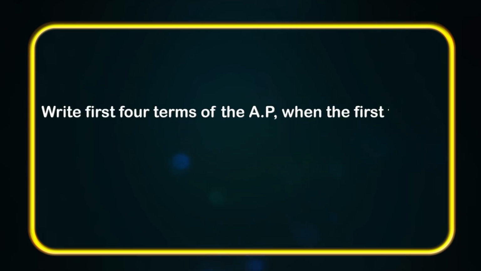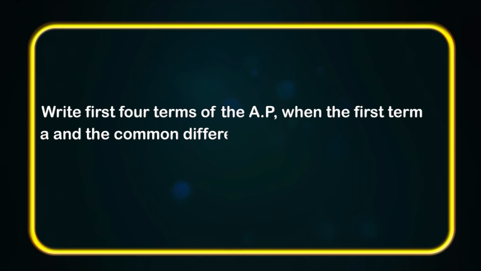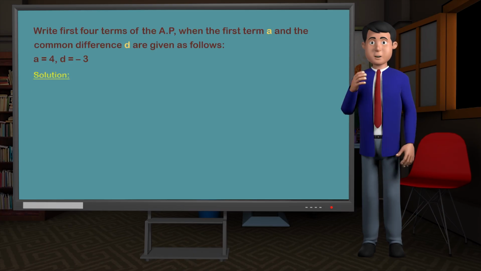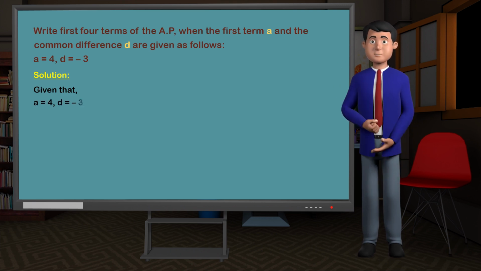Write the first four terms of the AP when the first term A and the common difference D are given as follows. That is, A is equal to 4 and D is equal to minus 3. Solution: given that A is equal to 4 and D is equal to minus 3 in arithmetic progression, first term A1 is equal to A, which is equal to 4.